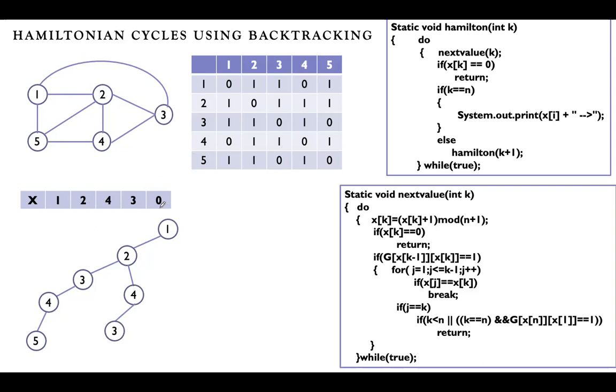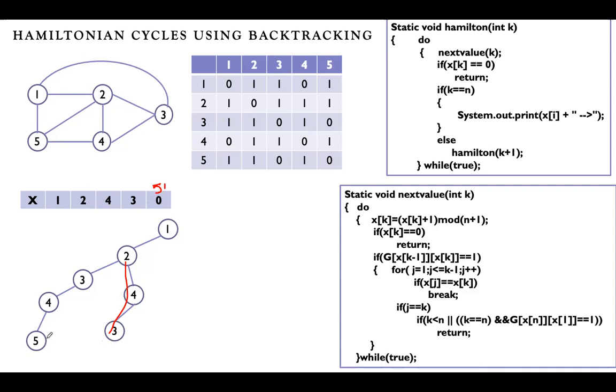Next, last location. It will check for 1. 1 is already there. 2 is already there. 3 is also already there. 4 is also already there. So obviously this location value should be 5. But if you take 5 here, 3 to 5, there is no edge. So you cannot take 5. So this path you cannot take because it will not lead to a cycle.